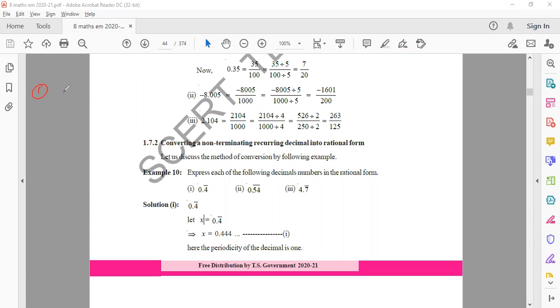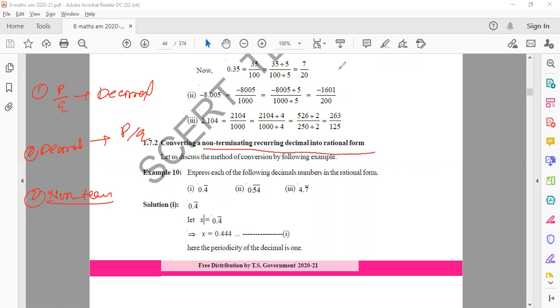In the first case, we started today's class with rational number, P by Q, to decimal number. That first thing is over. Next, decimal to rational number is finished. Now we are writing non-terminating recurring decimal to rational number. This is a very interesting concept. This is not so easy. Please try to understand how I start working over here.